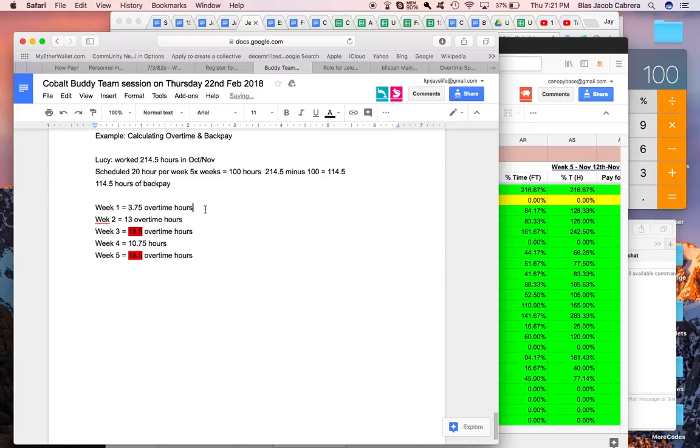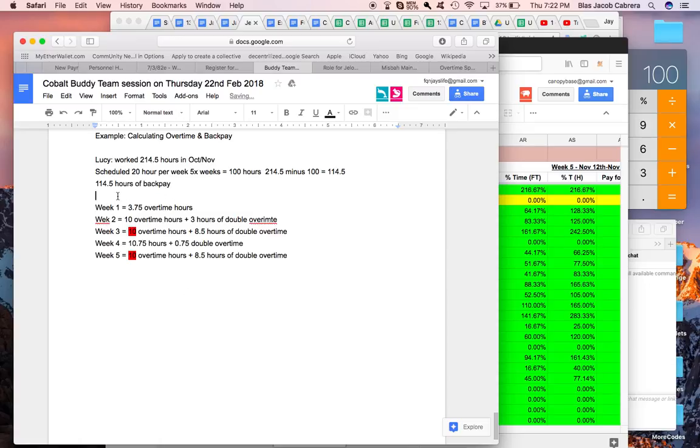Anyways, so this is normal. This one also is plus 3 hours of double overtime. So this would actually technically be 10 hours of overtime plus 3 hours of double overtime. This would be 8.5 hours of double overtime and 10 hours of overtime. Okay? That makes sense? Yes, this makes sense. And then this would be 10 hours of overtime plus 0.75 of double overtime.